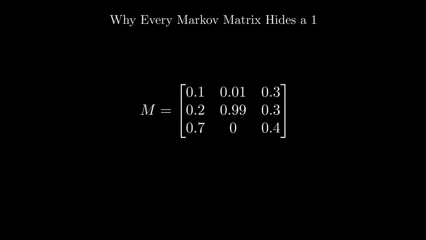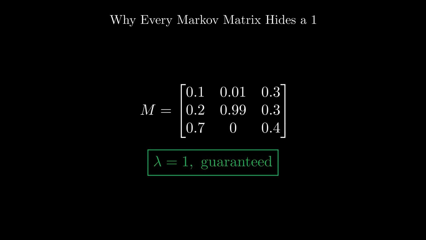Here's a 3 by 3 matrix. Without computing a determinant and without solving a characteristic polynomial, I can tell you that one of its eigenvalues is exactly 1, not approximately, exactly. The reason is structural, and once you see it, you'll never forget it.